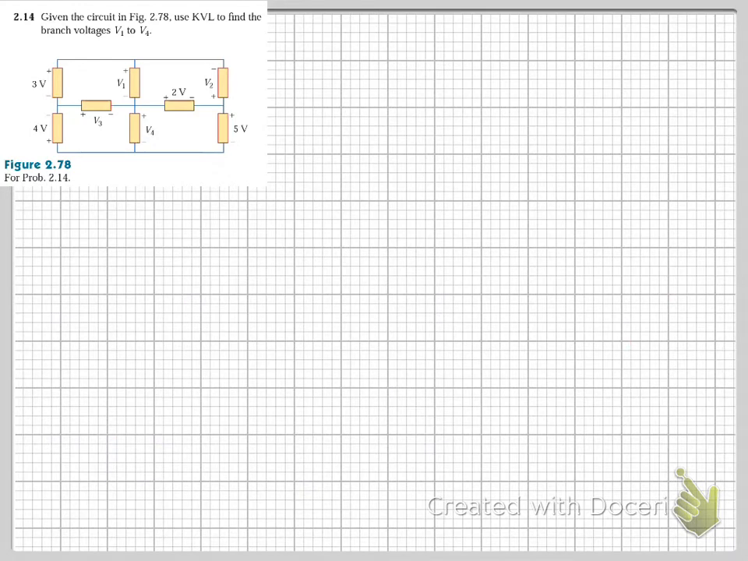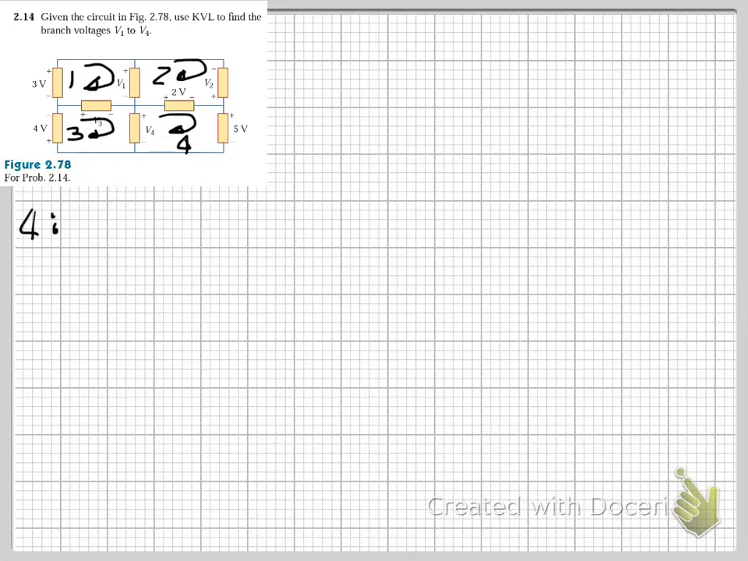This is the next question we have. Given the circuit in figure 2.78, use KVL to find the voltages V1 to V4. Okay, so we'll say that's loop 1, loop 2, loop 3, and loop 4. Okay, we'll start in loop 4.